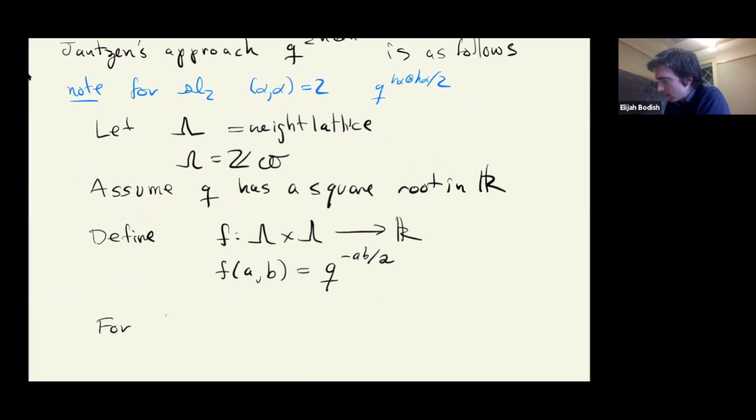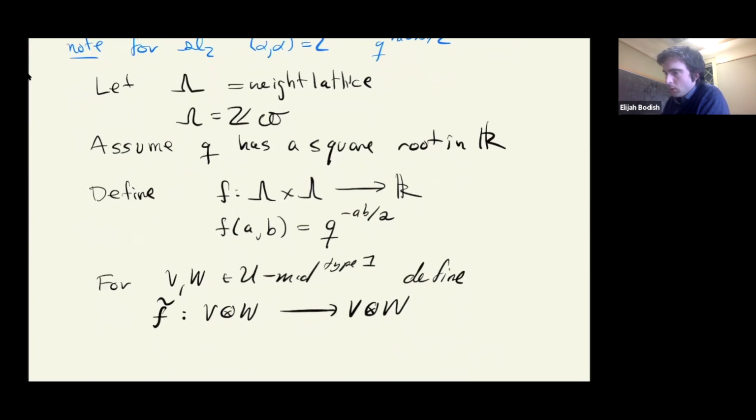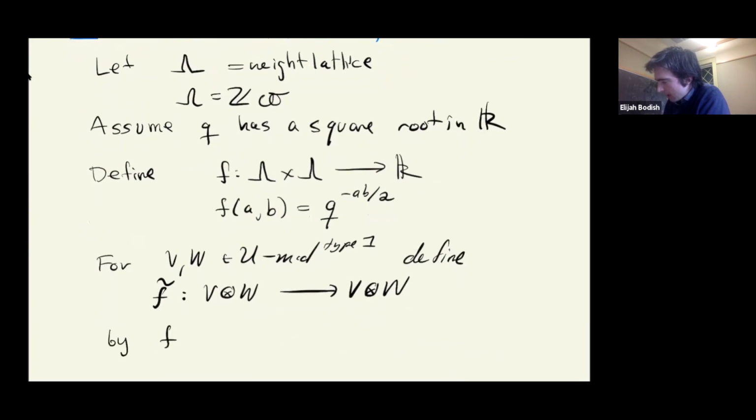So for V and W in U mod type 1, I'm going to define F tilde from V tensor W to V tensor W by, well, if I restrict it to something like V lambda, the lambda weight space in V, tensor W mu, the mu weight space in W, this is going to be F of lambda mu, where lambda and mu are just two elements of my weight lattice, times the identity. So I'm just going to rescale these vectors by F of lambda mu.